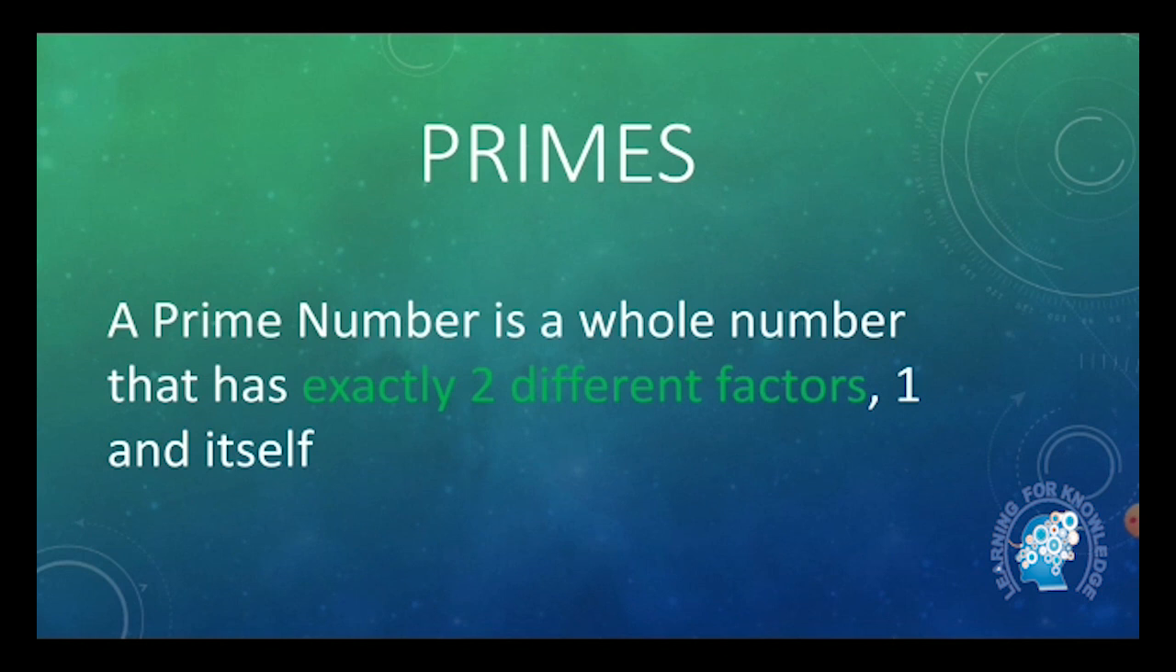Example 3. The only factors of 3 are 1 and 3 itself. So 3 will also be considered a prime number. So will be 5, 7 and 11, 13 and so on.